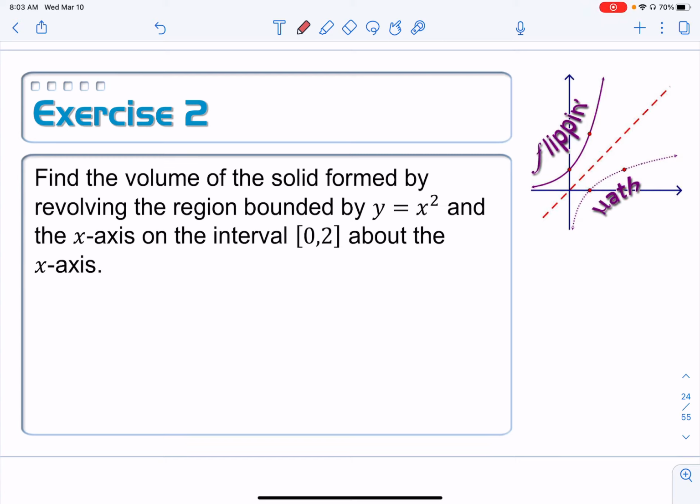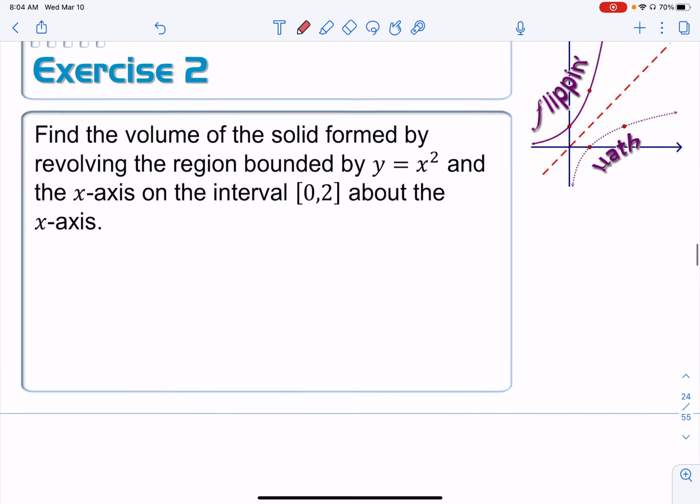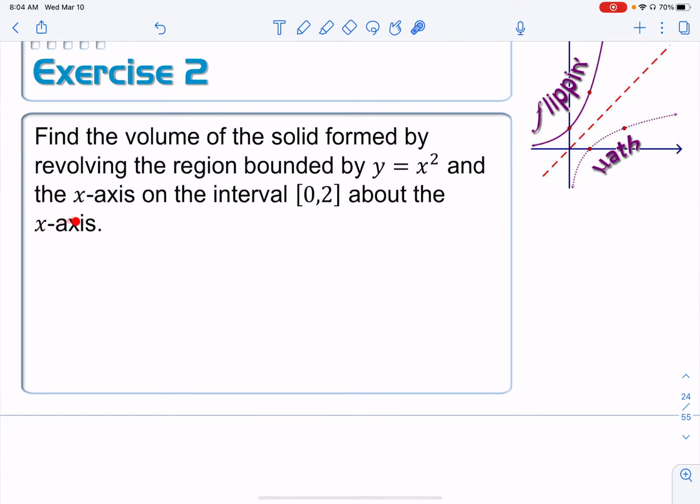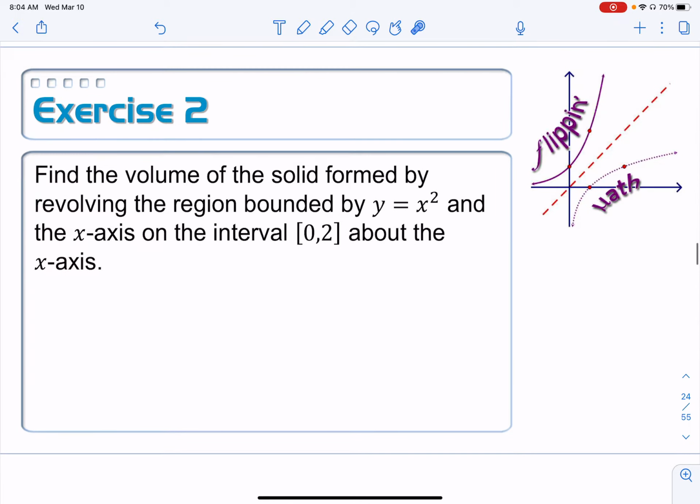Next up, for exercise 2, find the volume of the solid formed by revolving the region bounded by y equals x squared and the x-axis on the interval from 0 to 2, closed interval, about the x-axis. Another x-axis revolution. I promise you at some point we'll also do another axis, but for right now, that's what we're doing, all right? Just live with it.